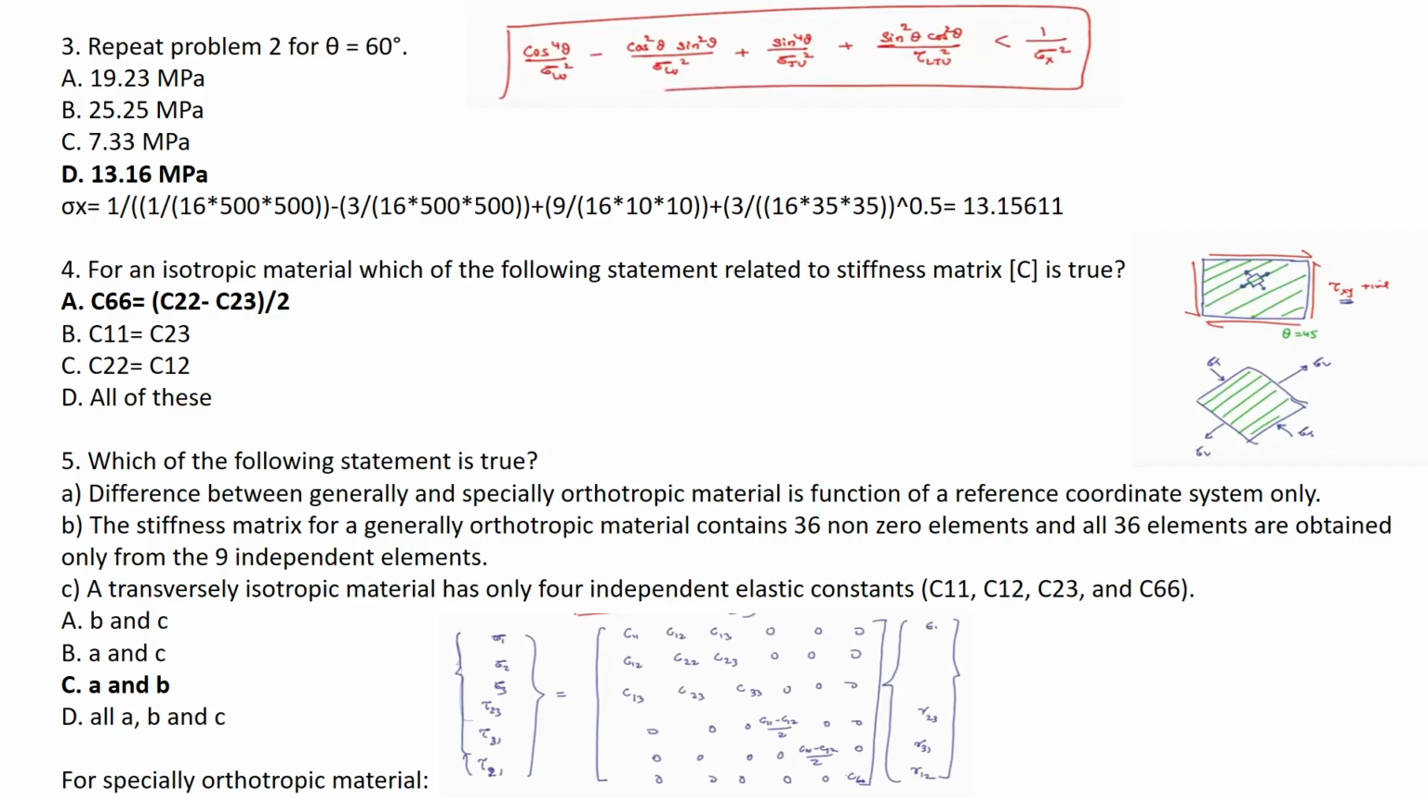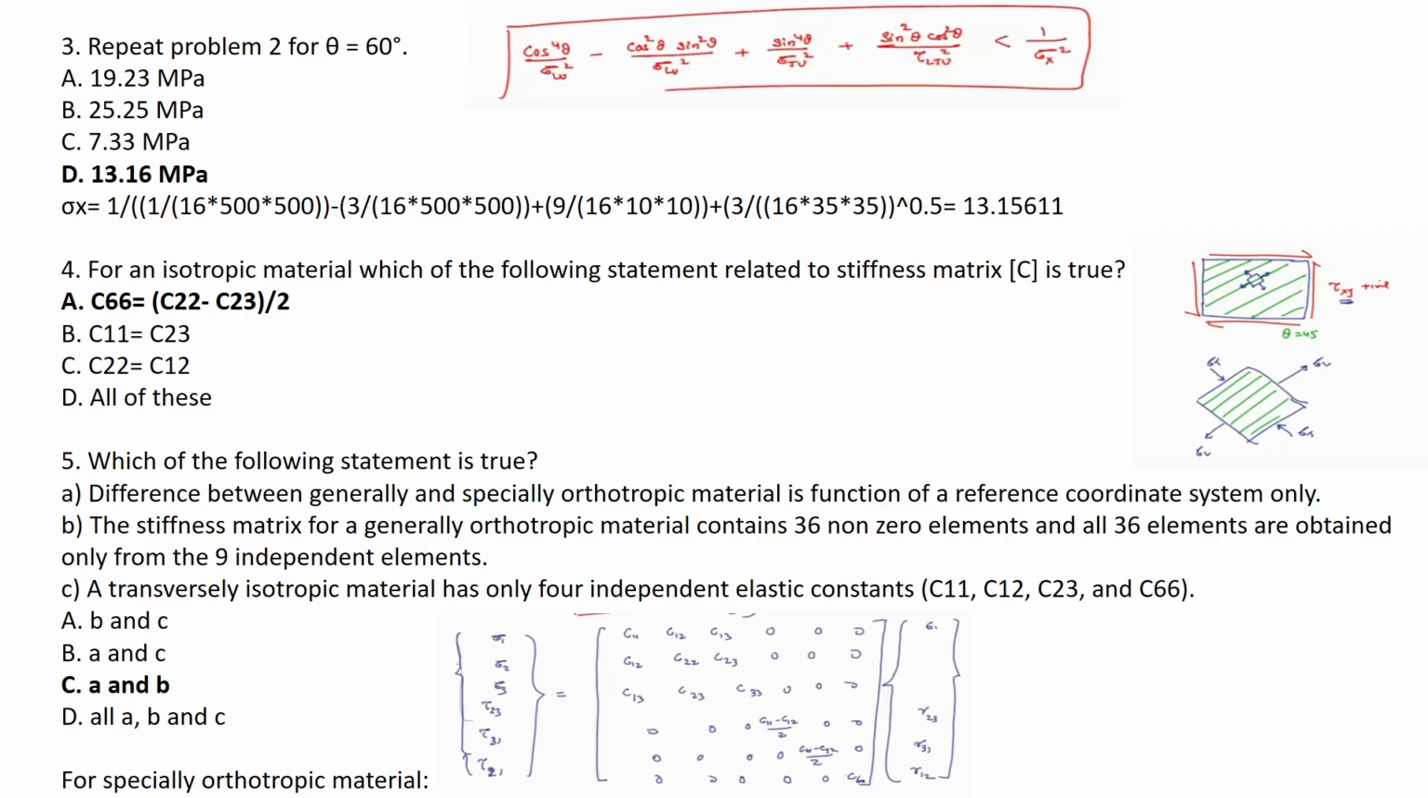Then option B is that the stiffness matrix for a generally orthotropic material contains 36 non-zero elements, and these 36 elements are obtained only from 9 independent elements. So these 9 independent elements are the material properties like the Young's moduli, the Poisson's ratios, and the shear modulus along different directions.